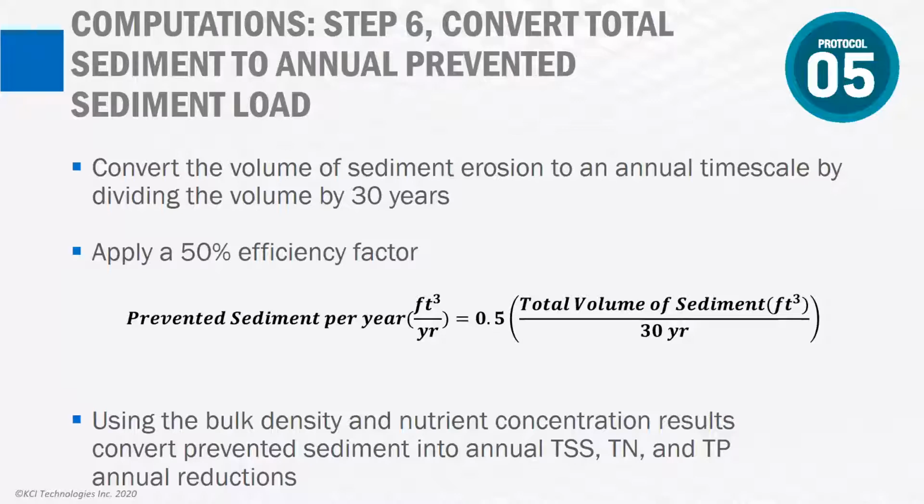Same as the computations in Protocol 1, we estimate the volume of prevented erosion, then determine how much total suspended sediment, total nitrogen, and total phosphorus there is by multiplying the volume by bulk density and nutrient concentrations.